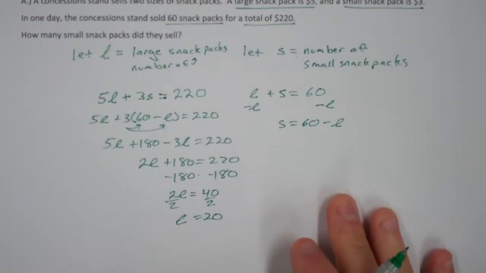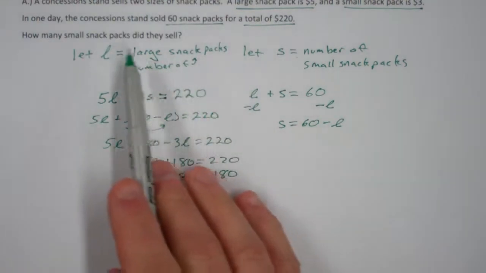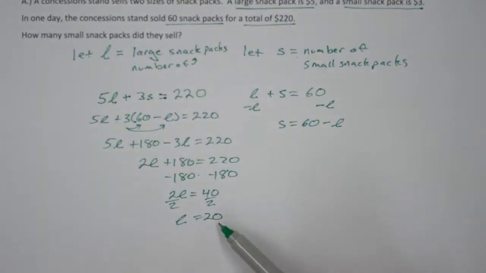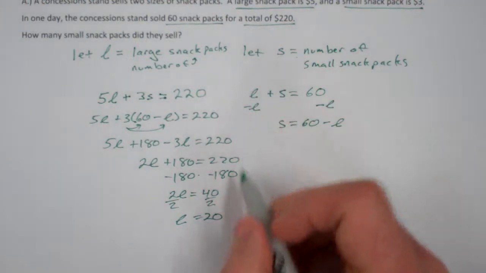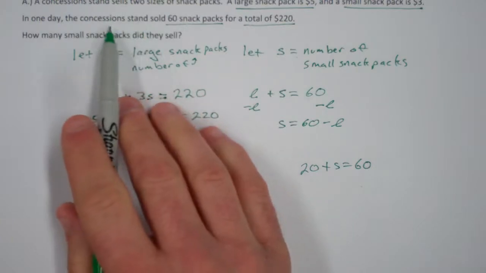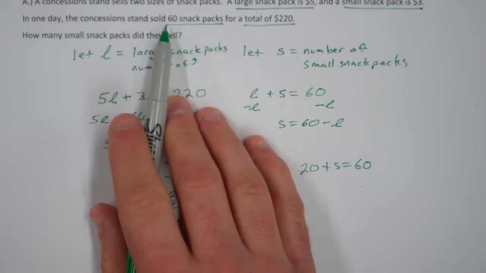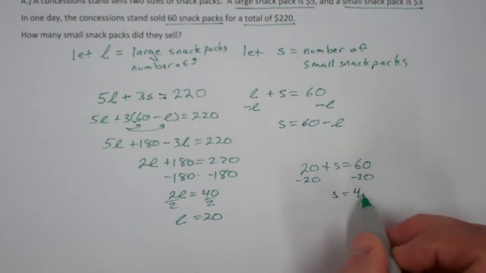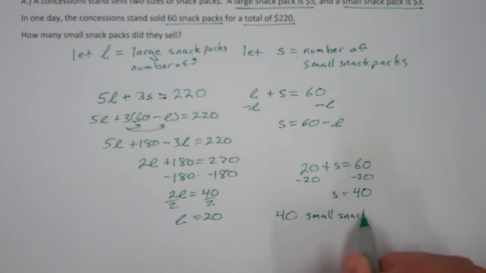Now we really have to read the directions here, because what we found is a variable, and we've defined the variable to be the number of large snack packs. But the question specifically asks us how many small snack packs did they sell. So this one's really not the answer. It's totally going to help us though. Let's look at this statement. L is 20, so 20 plus S has to be 60. Or if you go back and read, it says the concession stand sold 60 snack packs. So if they sold 20 large ones, they've got to sell 40 of the other ones. Algebraically, you would just subtract 20 here if you're having a tough time with that. 60 minus 20 is 40. So we would write 40 small snack packs as our answer.